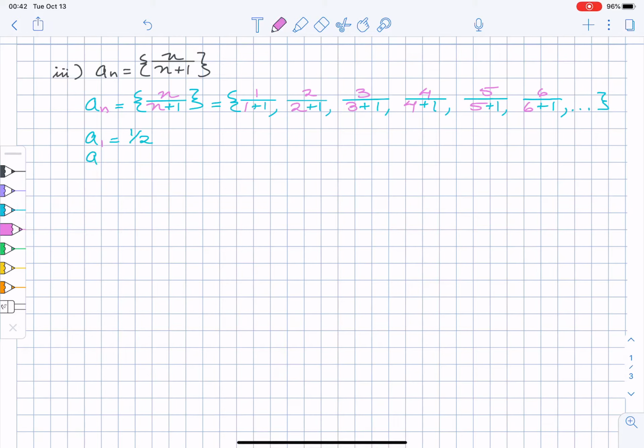A sub 2 is going to be 2 over 3. A sub 3 is going to be 3 over 4. A sub 4 is going to be 4 over 5. A sub 5 is going to be 5 over 6. And a sub 6 is going to be 6 over 7.